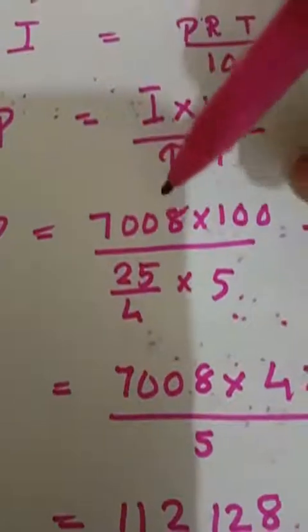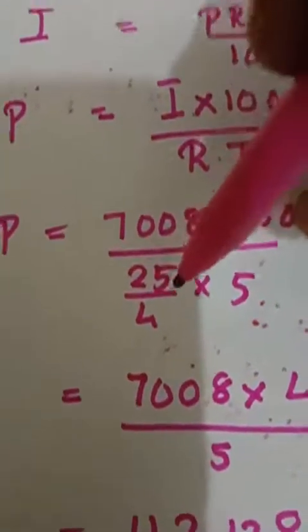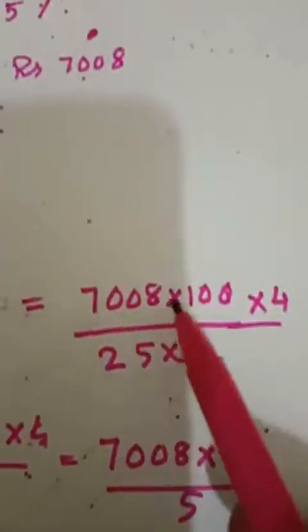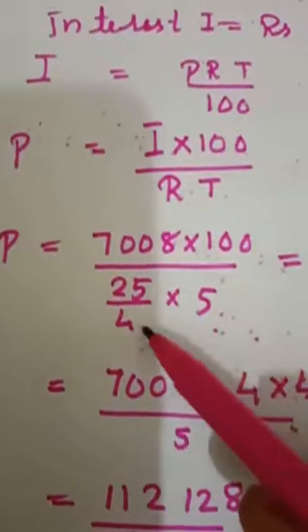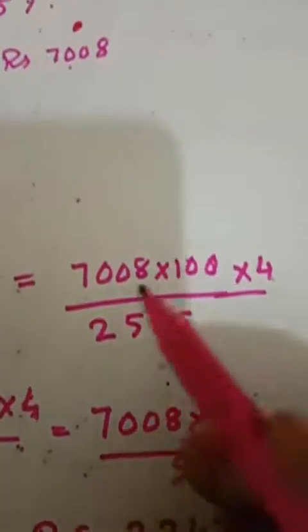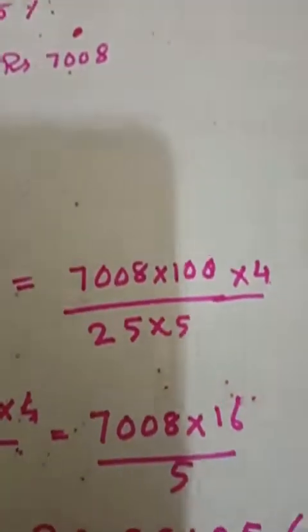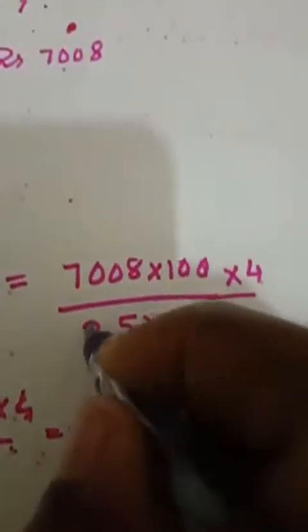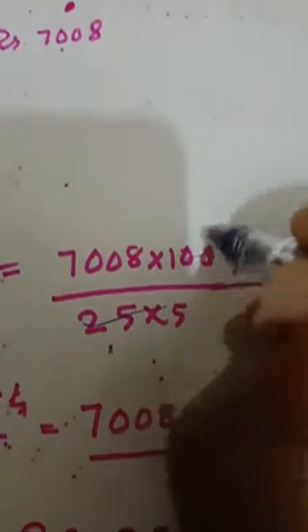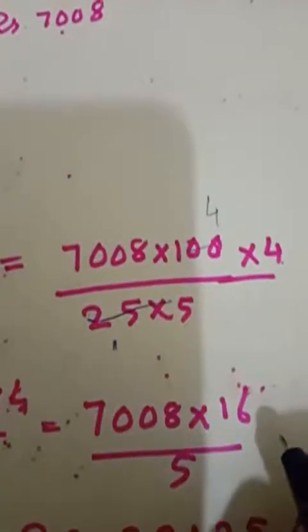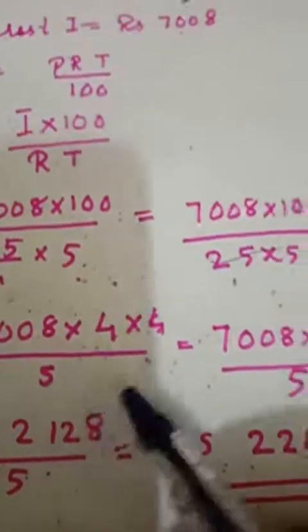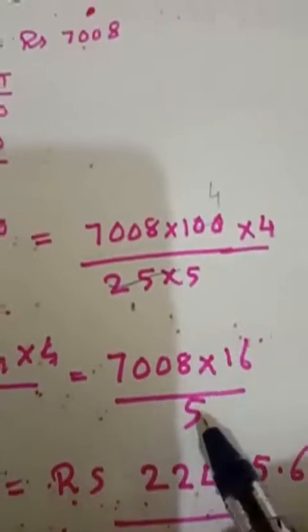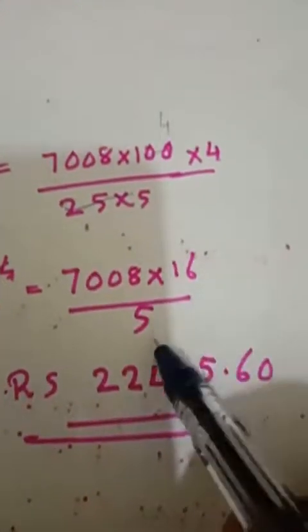Here again a denominator inside the denominator, so take the reciprocal. 25 by 4 becomes 4 by 25. So 7008 into 100 into 4 by 25 into 5. The denominator 4 moves to the numerator. Now cancellation: 25 and 100 cancel, so 7008 into 4 into 4 by 5, which is 7008 into 16 by 5.